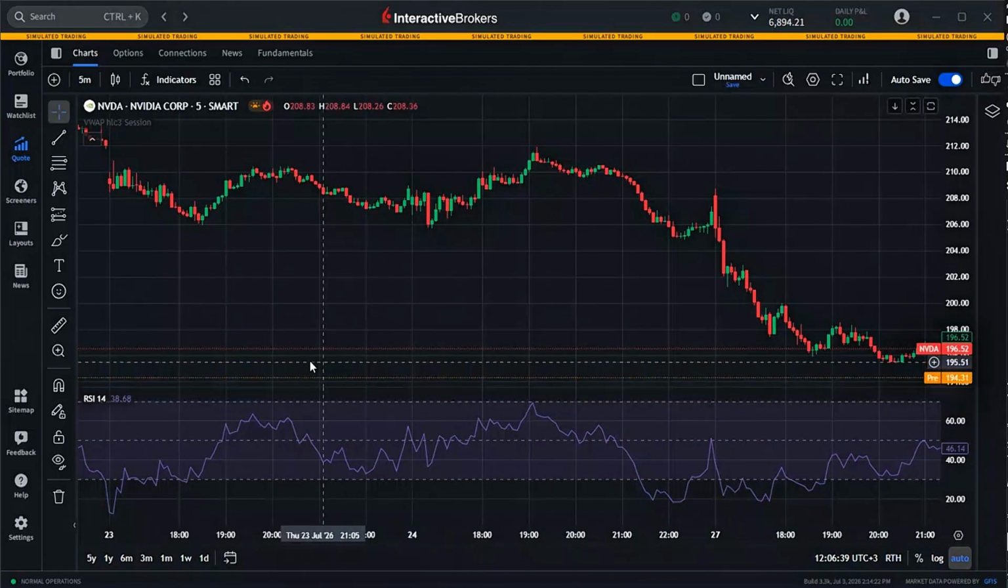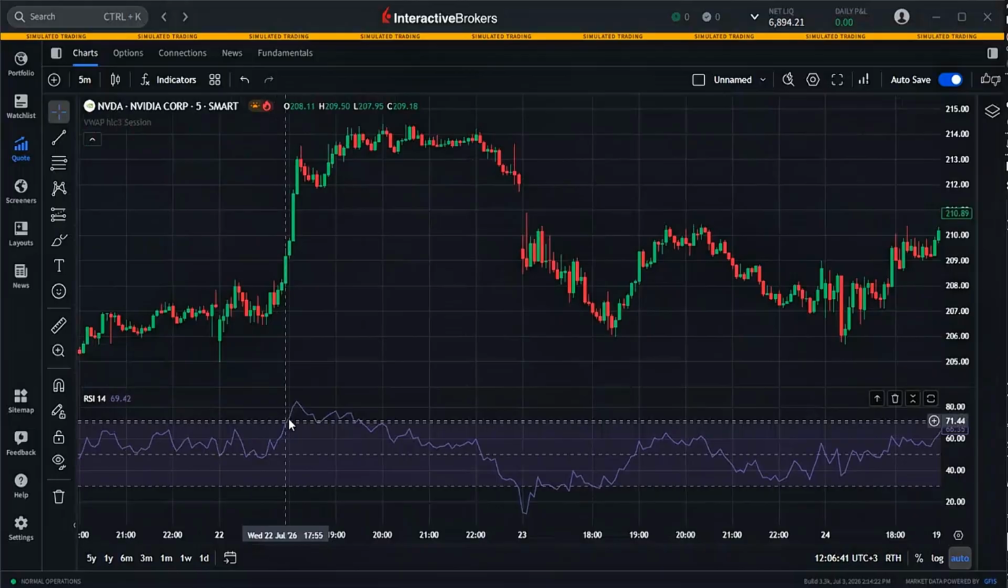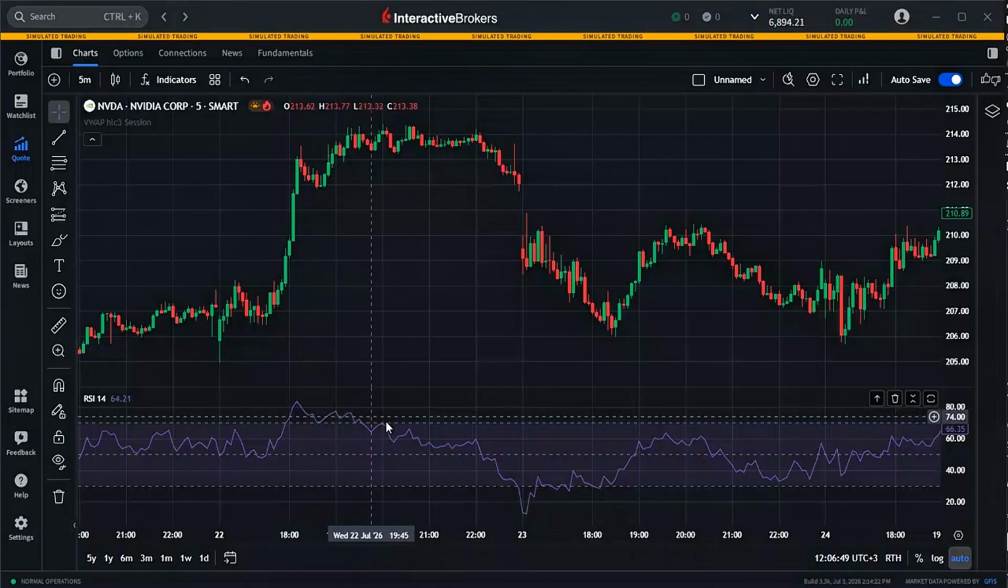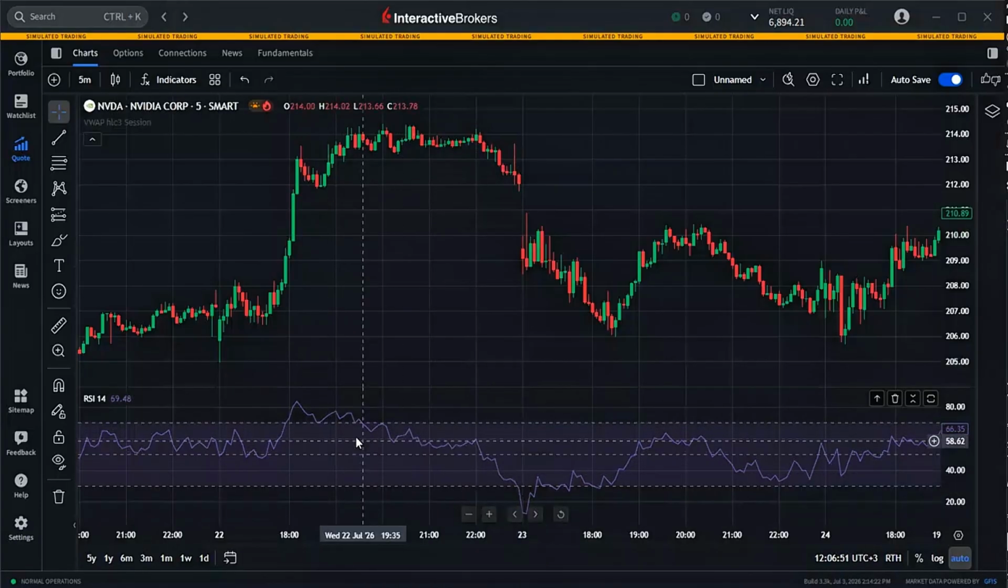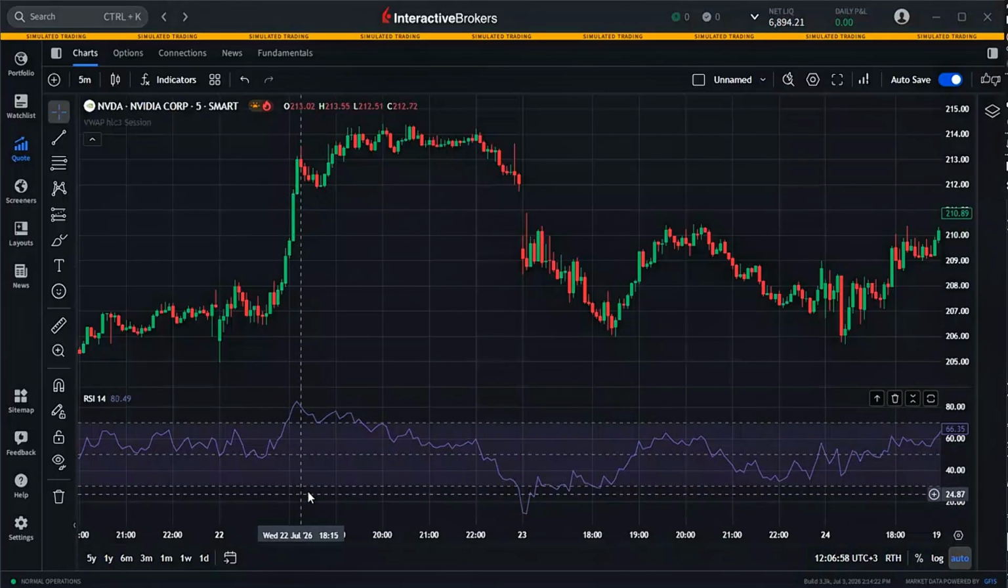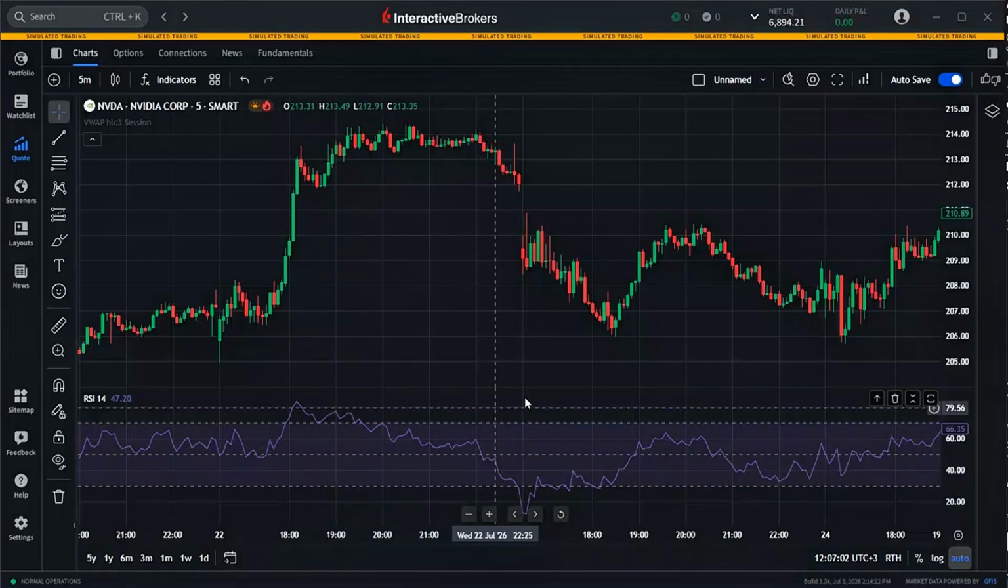Over here, as you can see, once it's crossed this level, you want to get into a call, you want to buy a call, so that you can ride the market all the way down. So the best way to use the RSI is if this level has been crossed. If the 70 level has been crossed or the 30 level has been crossed. All right, so that is the best way that you can use the RSI.